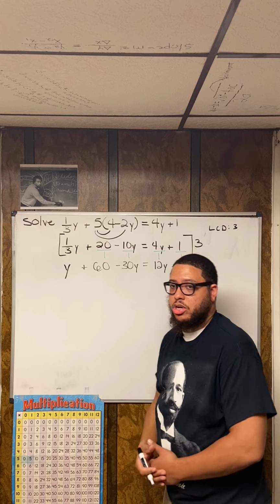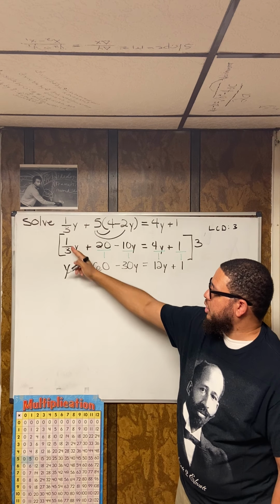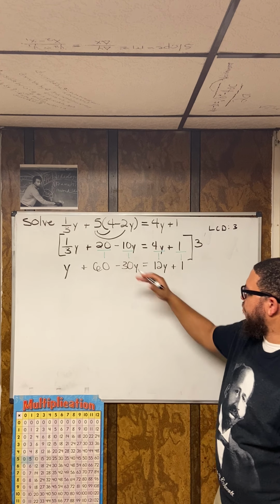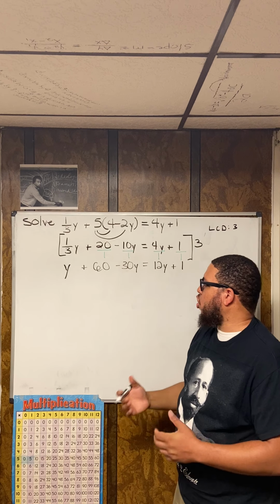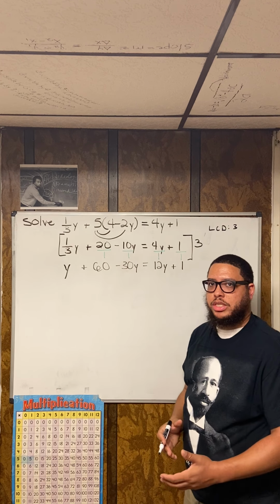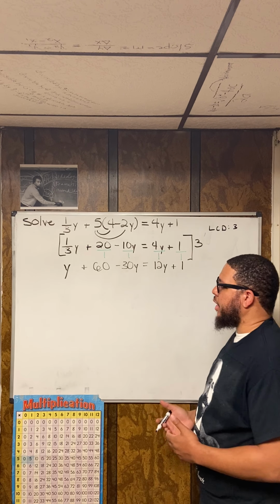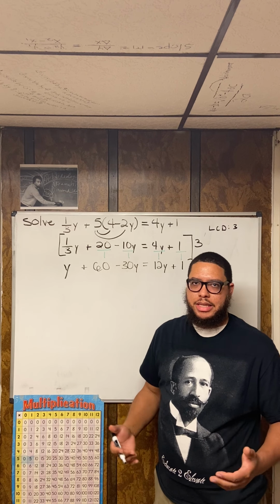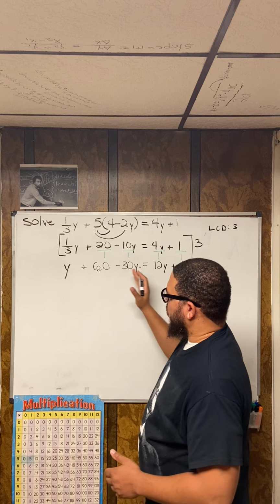So now the fractions are gone. My parentheses are gone and my fractions are gone. Now I just have integers and variables. So the next thing I want to do is try to get all my y's on one side of the equation and all my constants on the other side. It doesn't matter whatever the equation is, if you have x's, y's, a's, b's, c's, d's, whatever the variable is, you want to isolate the variables on one side.